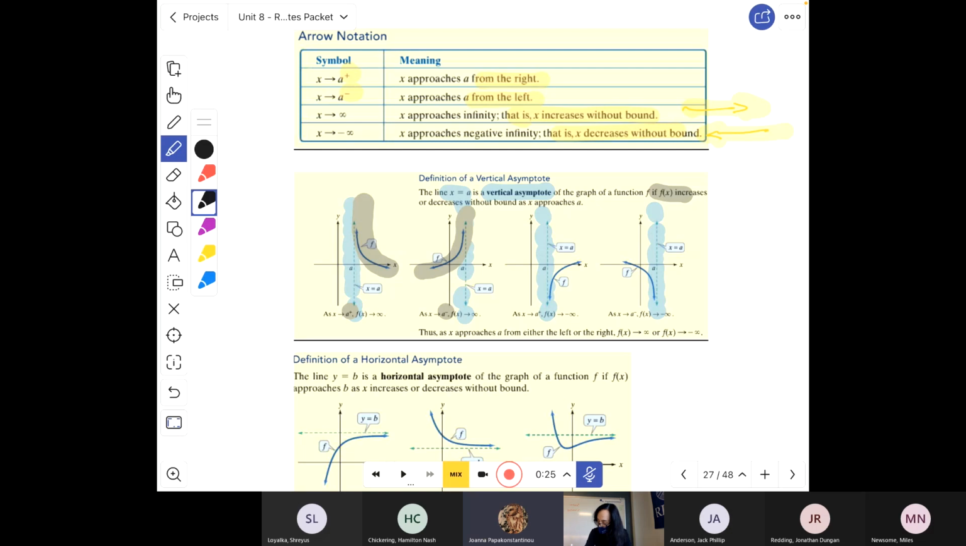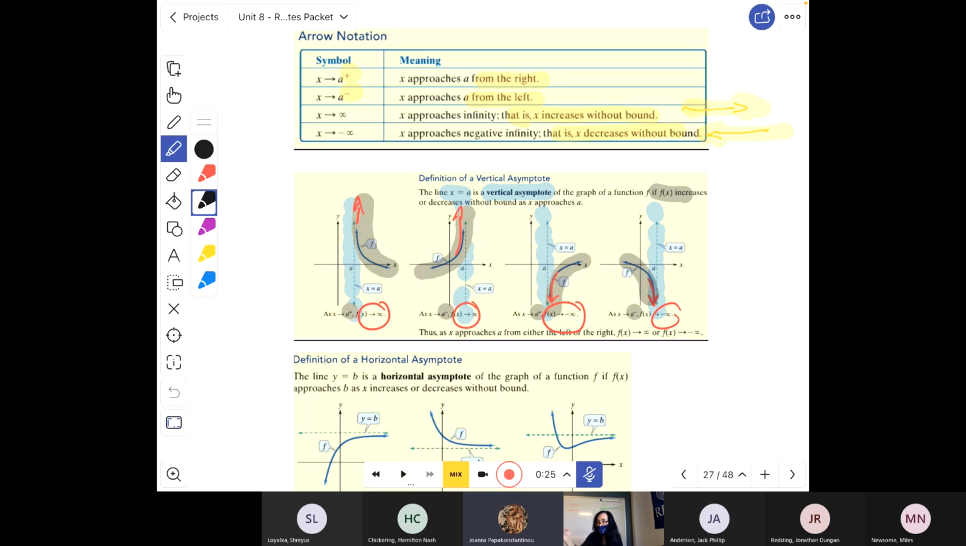Here again, as I approach the asymptote from the right, it is going to negative infinity. It's going down. So to be a little bit more explicit, it's going to positive infinity. It's going to positive infinity. It's going to negative infinity. It's going to negative infinity.